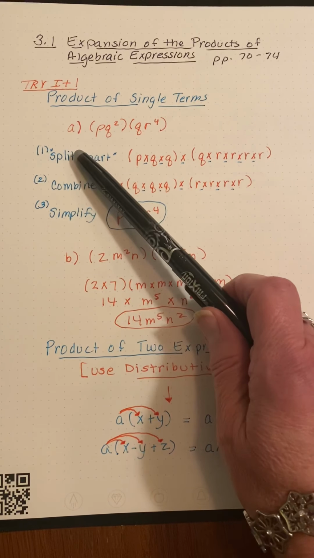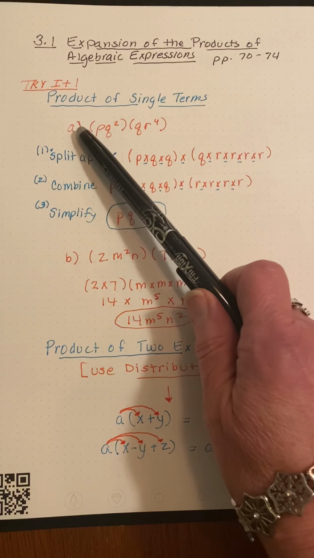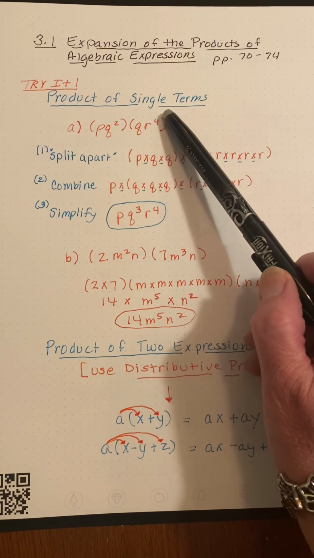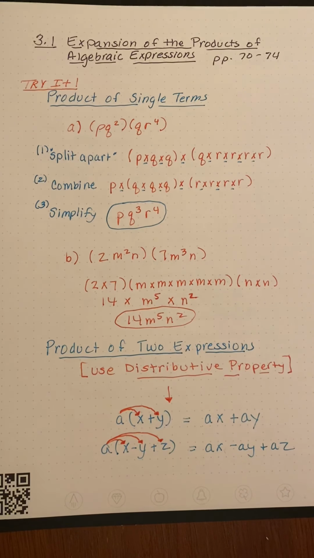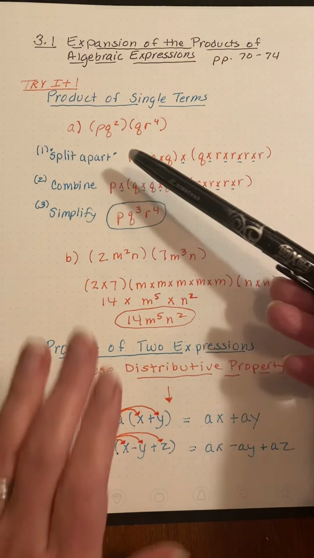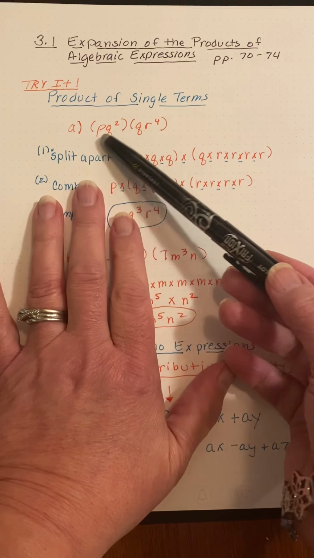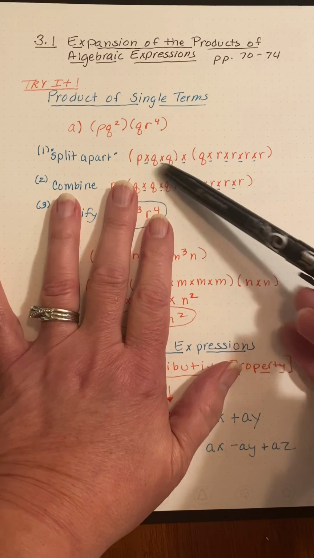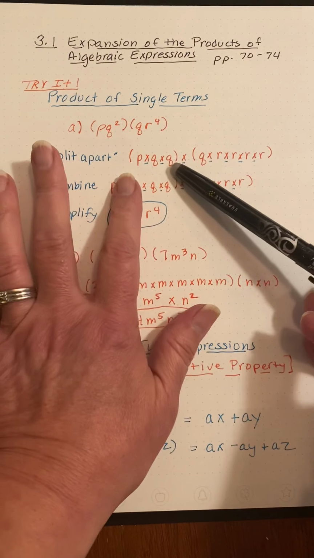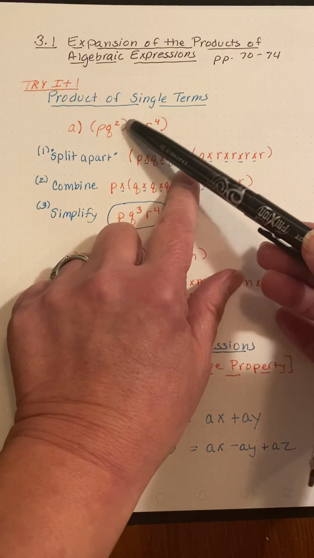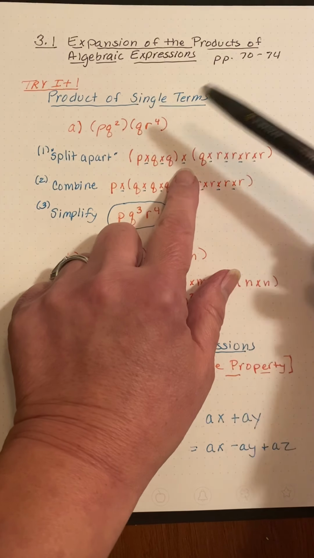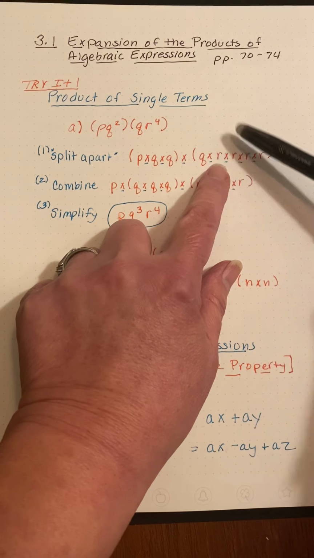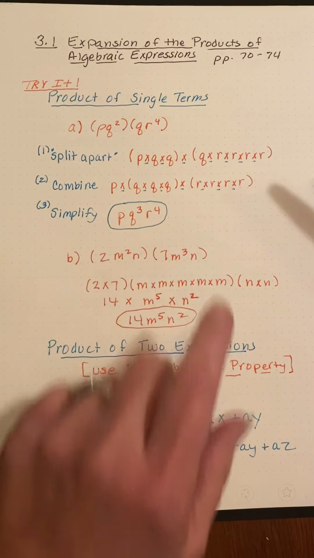So the situation is example A. So it's PQ squared times QR to the fourth. So here are the steps, and I'm going to take it bit by bit. So the first step is you split this apart. So it's P by itself times 2 of the Q's, because Q squared is that. So that's the first term, times, because two parentheses next to each other means times, Q times 4 of the R's.